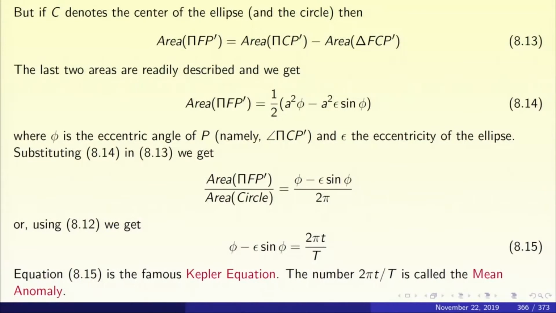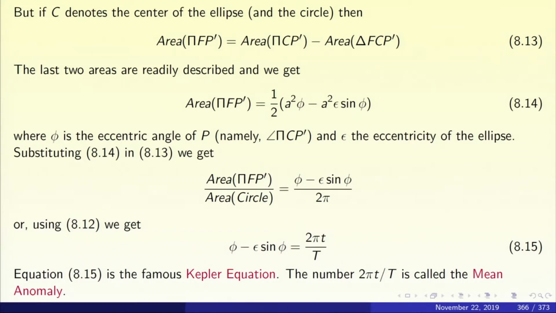So substituting 8.14 in 8.13 and using 8.12, we get area Pi F P prime upon area of the circle equal to phi minus epsilon sine phi upon 2 pi. And we get phi minus epsilon sine phi equal to 2 pi little t by capital T, using 8.12 again. Equation 8.15 is the famous Kepler equation. This is the equation that we are trying to invert.